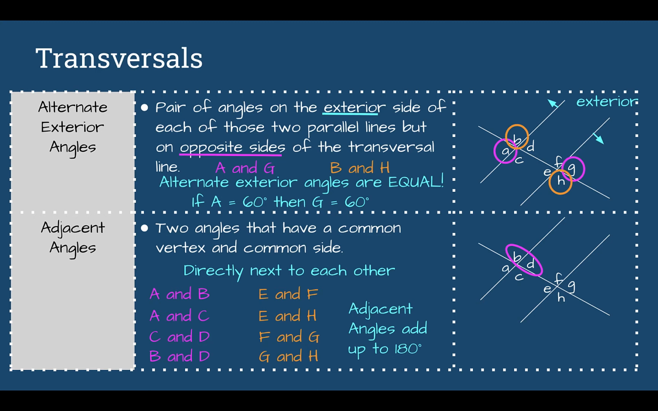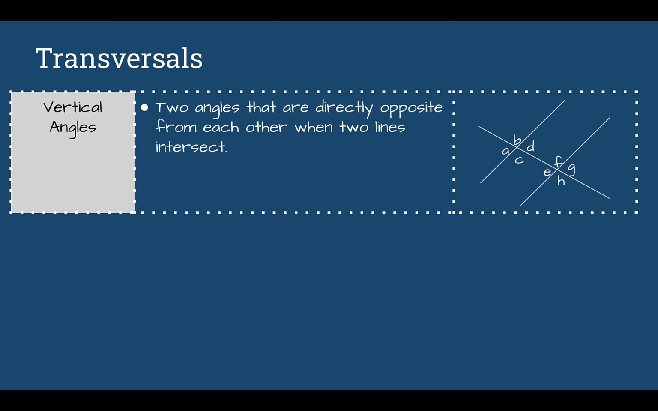One caution here: you might be tempted to think angle C and angle E are adjacent because they're directly next to each other. However, they don't share a common vertex, which is where the two lines intersect. So the vertex of C is right there, where the vertex of E is over here. They're not the same. They are not adjacent.